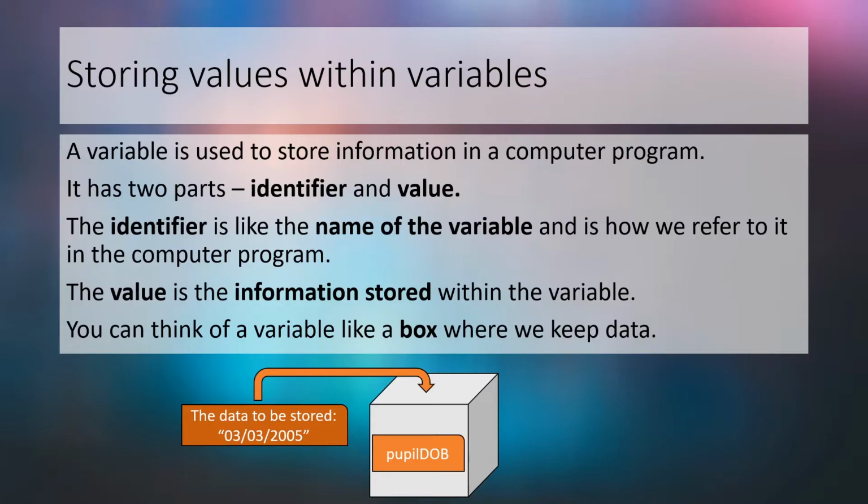A variable has two parts, an identifier and a value. You can think of an identifier like the name of the variable, or a label on a box. It should be meaningful and describe what the data it's holding, or what's in the box. For example, if you're holding the date of birth of a pupil inside a variable, you should call the variable pupil date of birth.